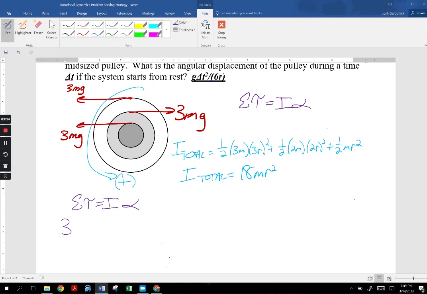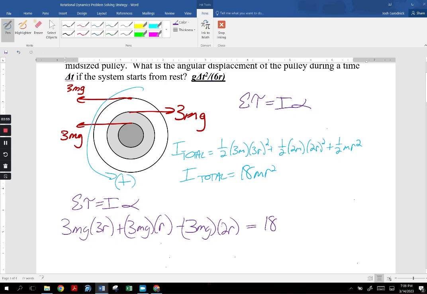So back to this, we have 3mg acting at a distance of 3r. We've got 3mg acting at a distance r. And we've got 3mg trying to make it rotate clockwise at a distance 2r. And that will make the total moment of inertia have an angular acceleration.